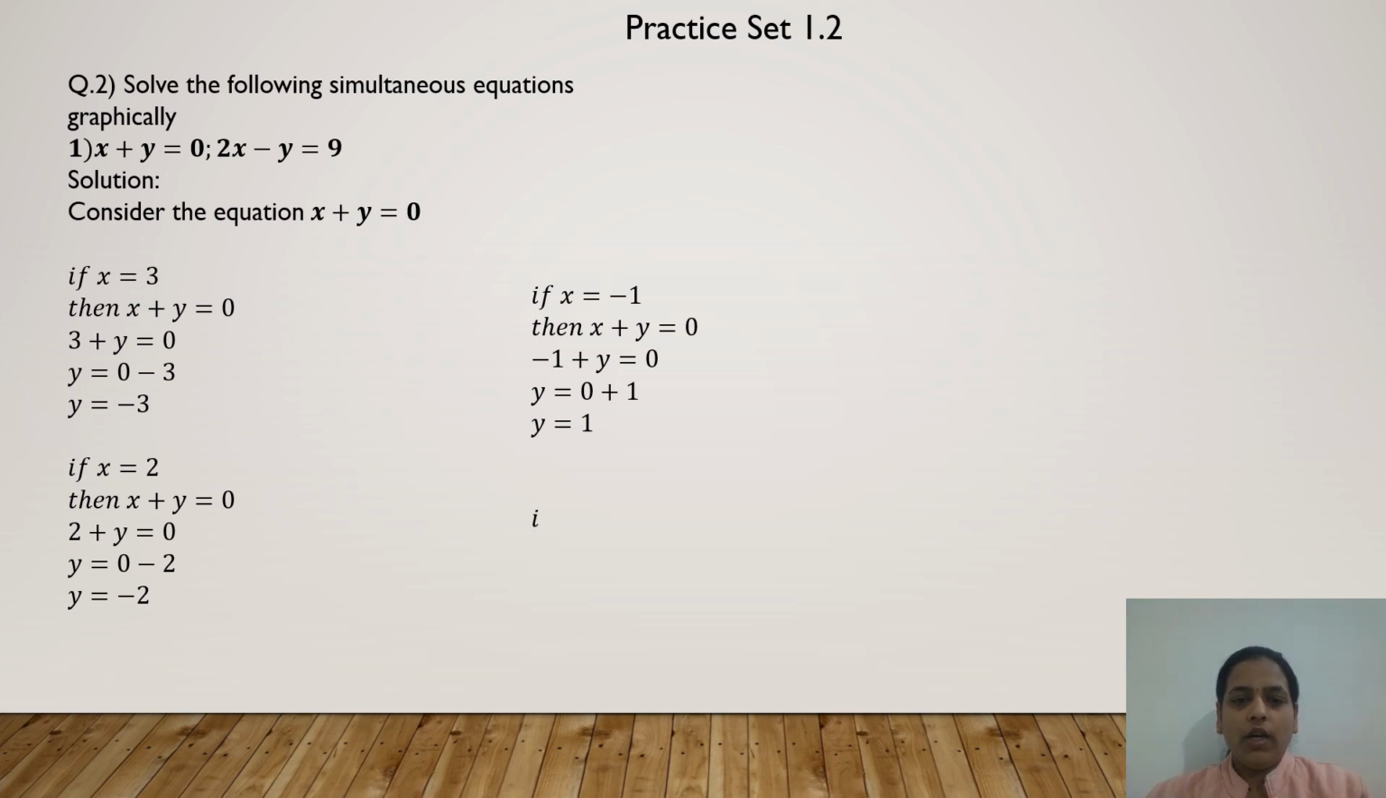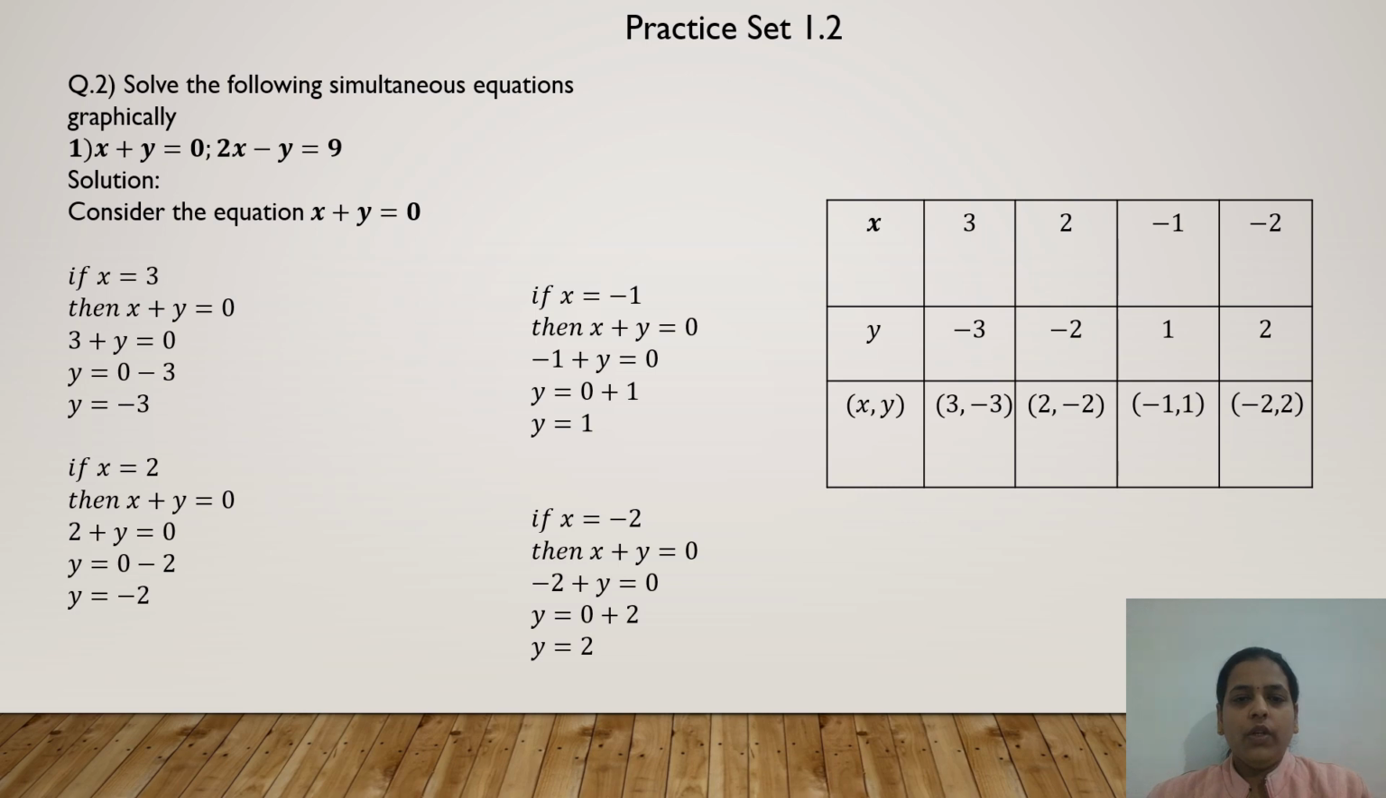That means when x is equal to minus 1, the value of y is 1. Next, if x is equal to minus 2, then x plus y is equal to 0 gives minus 2 plus y is equal to 0. Then y is equal to 0 plus 2, so y is equal to 2. That means when x is equal to minus 2, the value of y is 2.